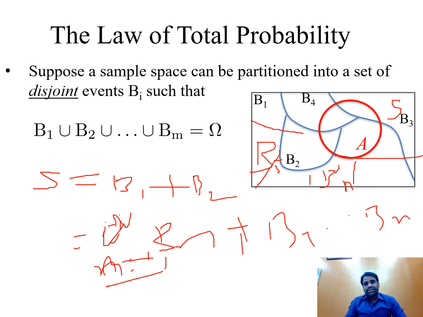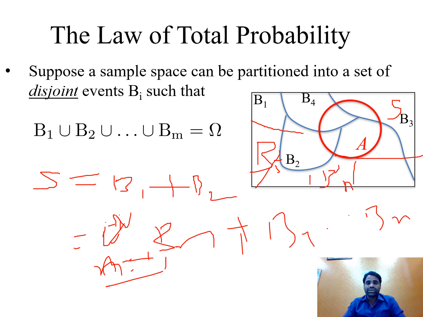If you want to calculate the occurrence of event A given B1, what is the formula? From the property of conditional probability, probability of A given B1 equals probability of A intersection B1 divided by probability of B1. Similarly, for the occurrence of event A with respect to B2, probability of A given B2 equals probability of A intersection B2 divided by probability of B2. Like this, we have to go through all n events.